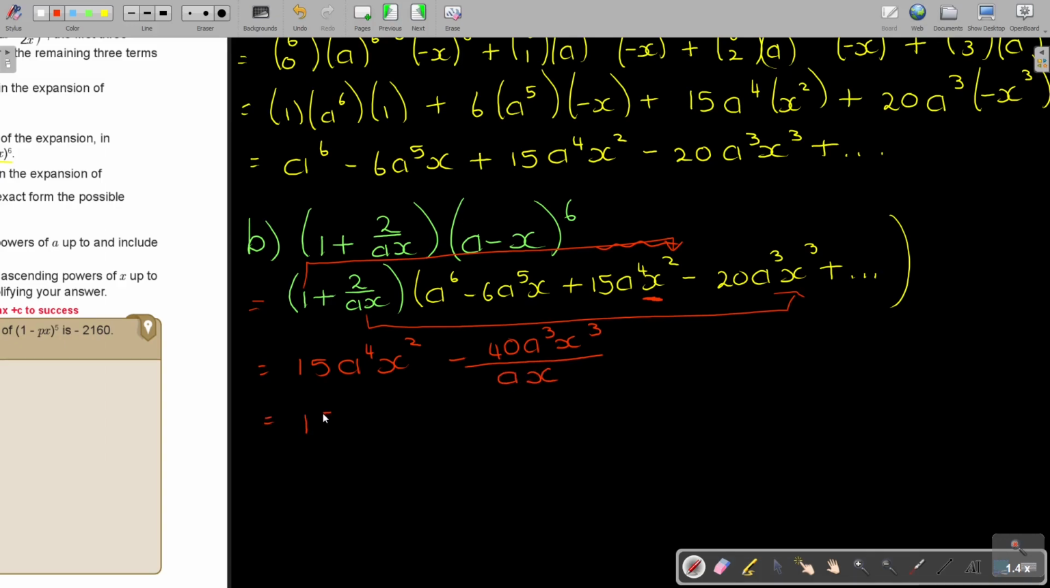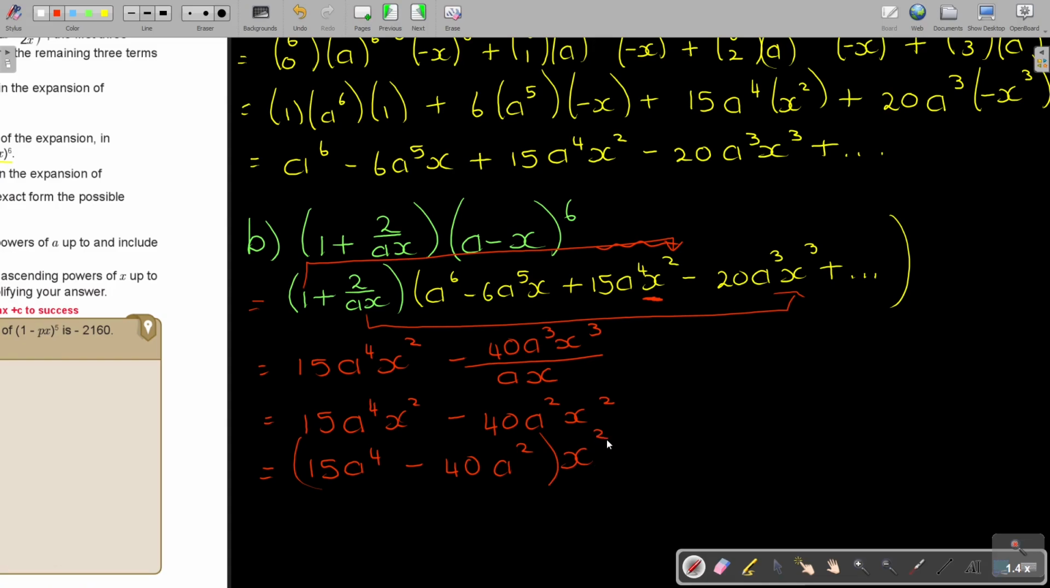So then I'm going to end up with 15a⁴x² minus 40a²x². Now, I want to take it out as a common factor, so it's (15a⁴ minus 40a²), and that is x².